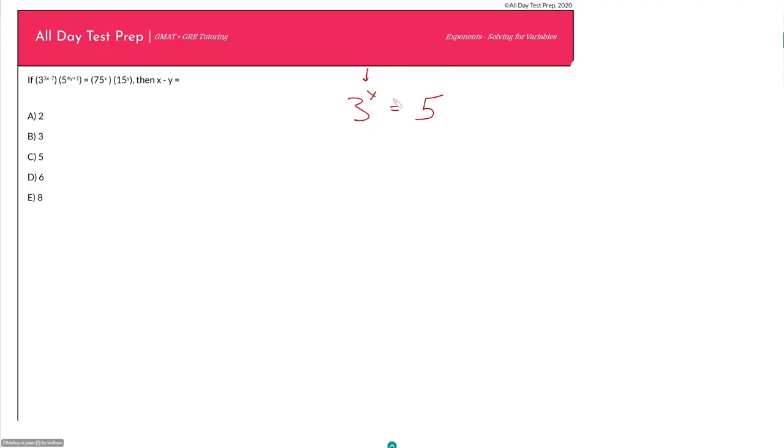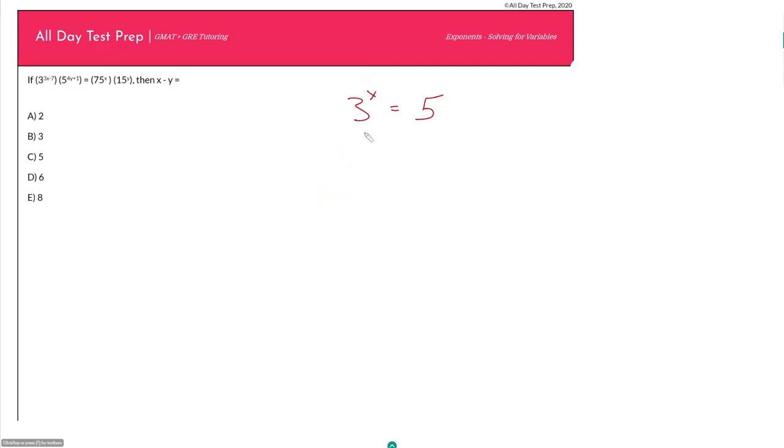Well, one thing you could do is say, I know that 3 to the first is equal to 3, and 3 squared is equal to 9. Therefore, x must be between 1 and 2. And because 5 is closer to 3 than it is to 9, x is probably closer to the 1 than it is to the 2. And so x is probably around 1.25 or something. But that's not really solving for x. That's just sort of estimating.